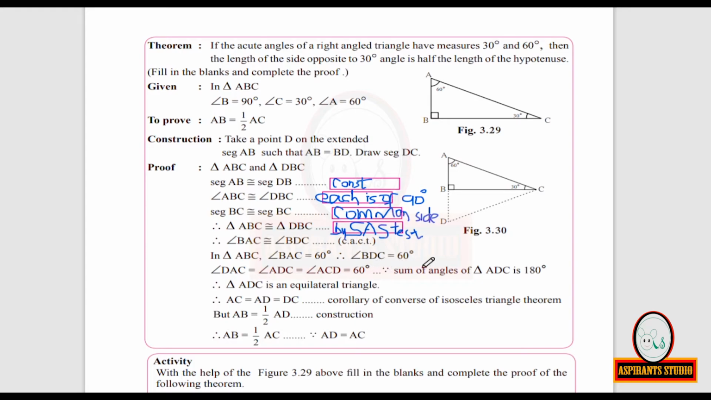Now, in triangle ADC, the sum of the measures of the angles in a triangle is 180 degrees. Now take the full triangle ADC. Measure of angle DAC is equal to measure of angle ADC is equal to measure of angle ACD is equal to 60 degrees. Write the reason: sum of the measures of the angles in a triangle is 180 degrees.